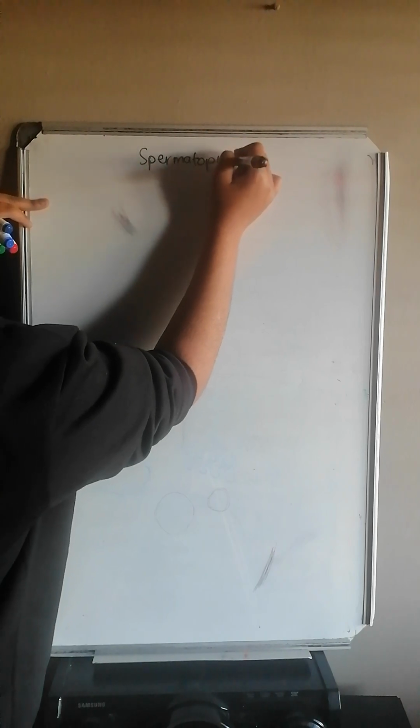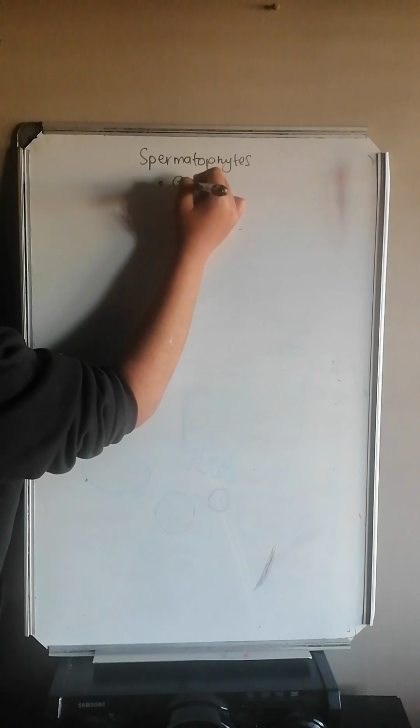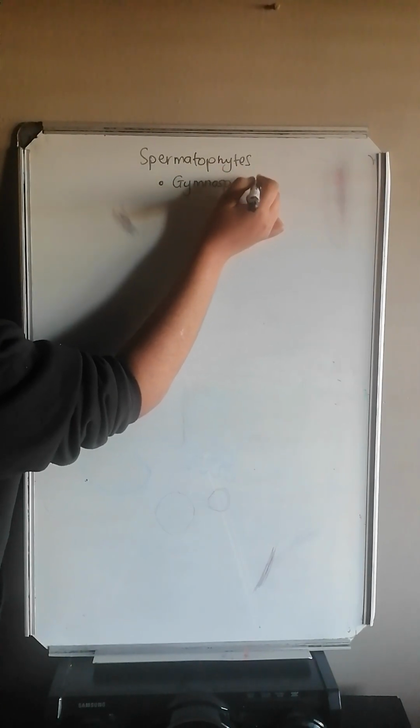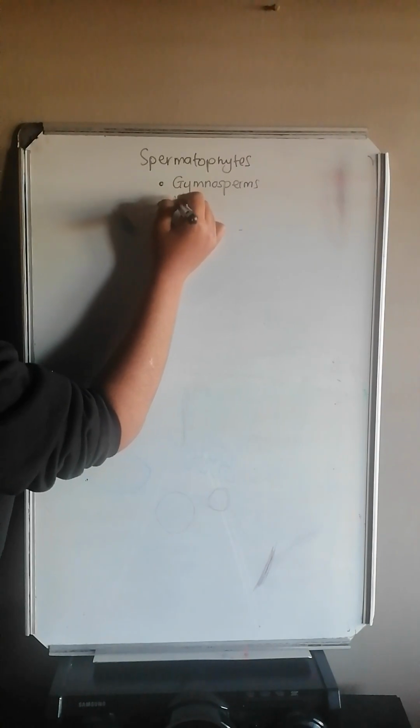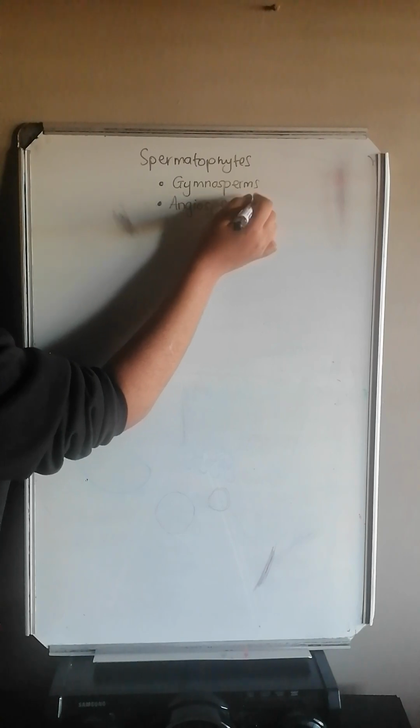Then we got to gymnosperms, which is the first section of your spermatophytes. Your spermatophytes are divided into two sections: your gymnosperms as well as your angiosperms. But we are going to deal with the gymnosperms first. The plant that we use when we're explaining gymnosperms is a pine tree.